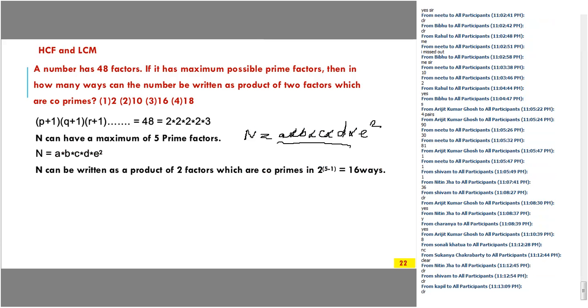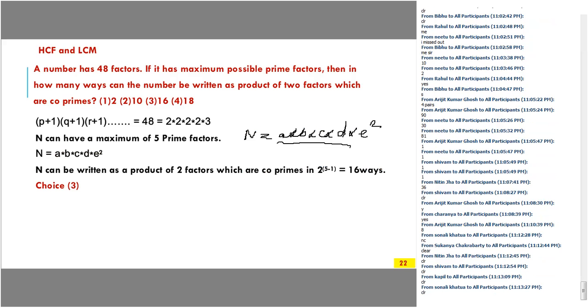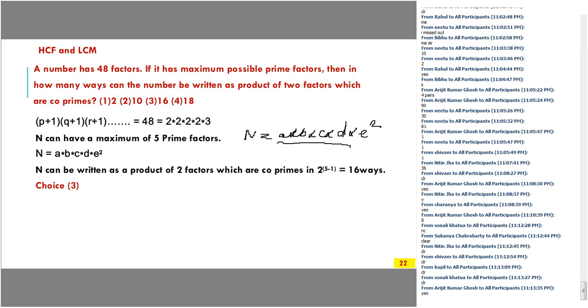There are 5 prime factors. How many ways you can write it as a product of 2 co-prime factors? Are you clear with this? Sukanya, are you clear now? Sonali, are you clear?